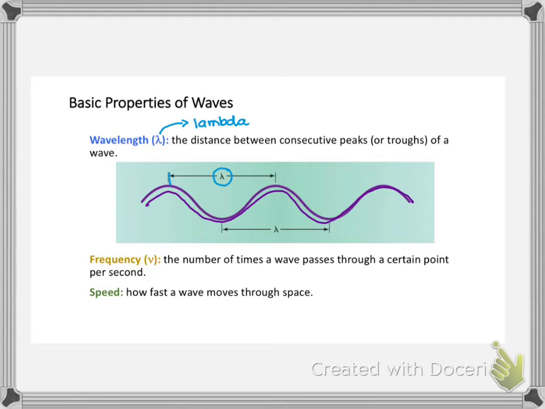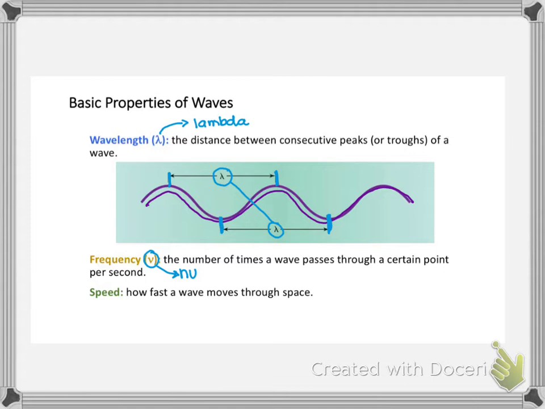So the peaks are the top. So the distance between two consecutive peaks, that would be a wavelength, which would be equal if you measured what they call the troughs or the lower point. So for this particular wave, this is the same distance. Okay, that's the wavelength. Frequency, which is a nu here, the Greek letter nu, N-U. That's the number of times a wave passes through a certain point, and then speed is how fast it's moving.